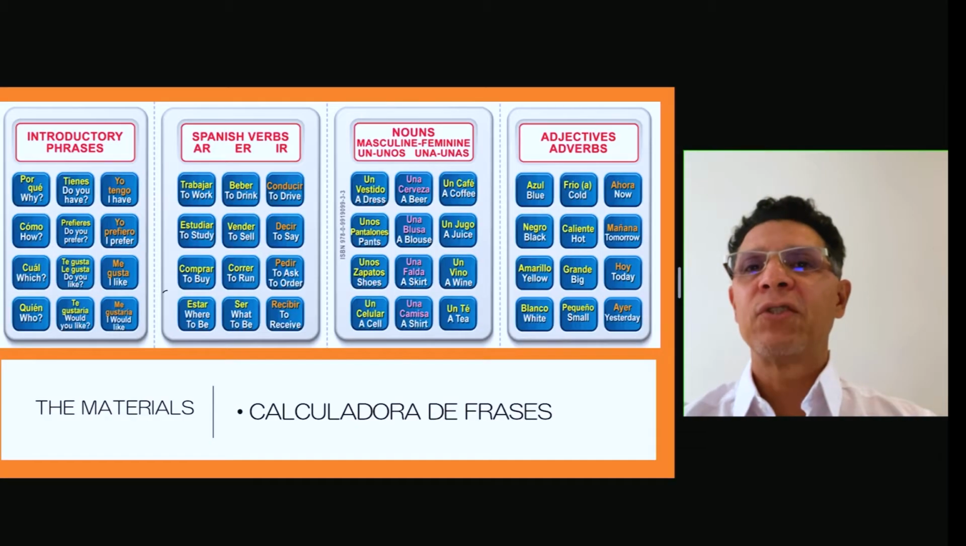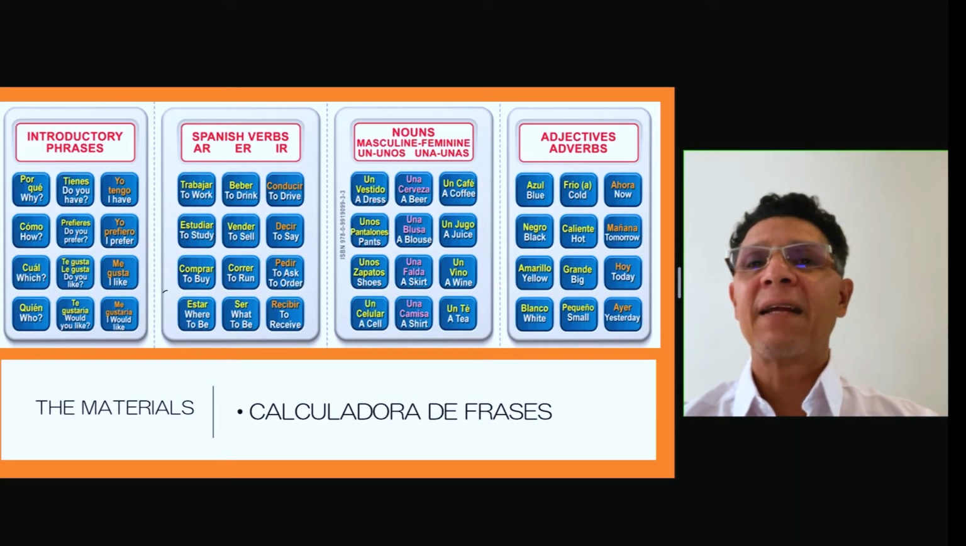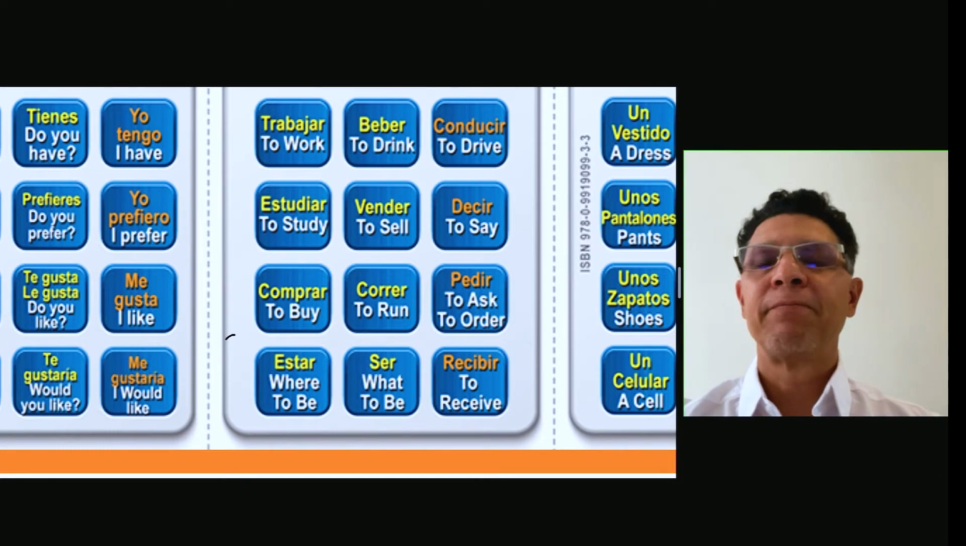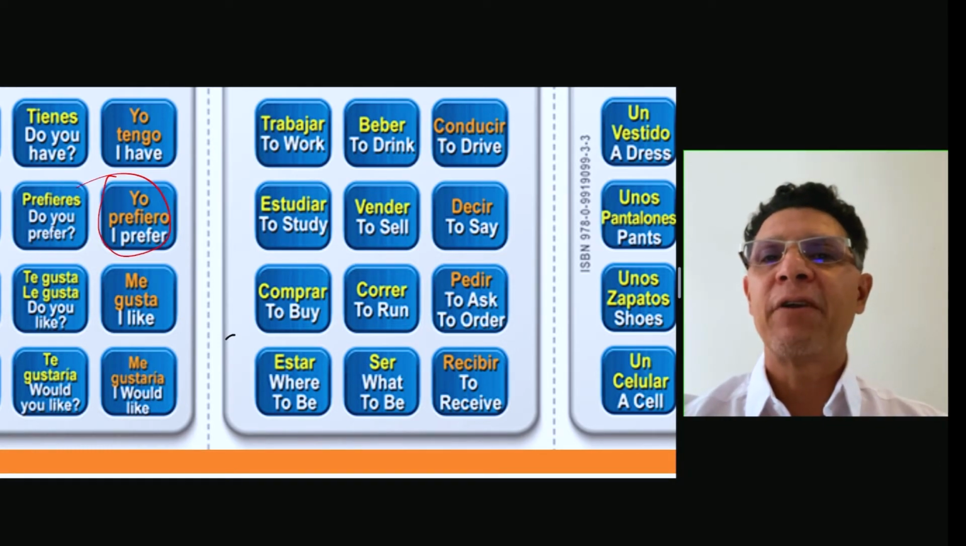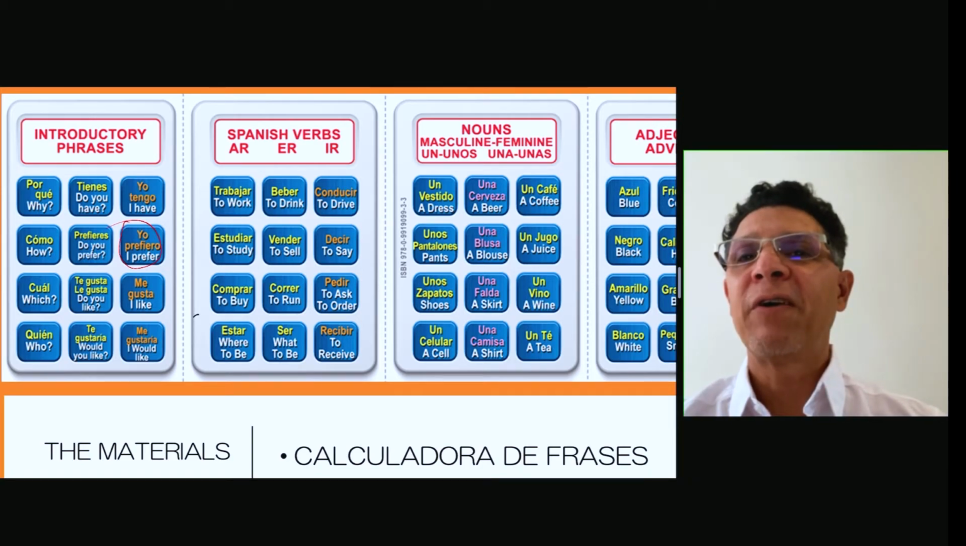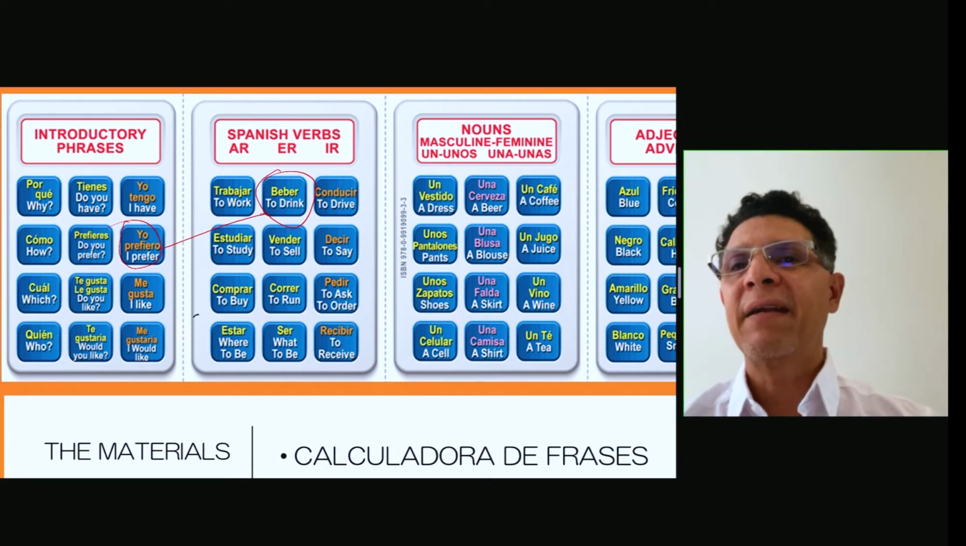One more thing I wanted to show you was how to use the phrase calculator. So for example, if you wanted to say, I prefer something, you would say, yo prefiero. Let's circle that. I prefer, yo prefiero. And maybe you prefer to drink something. Yo prefiero beber. So you connect it there.